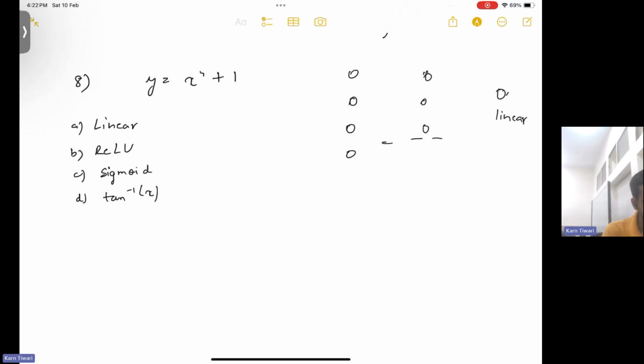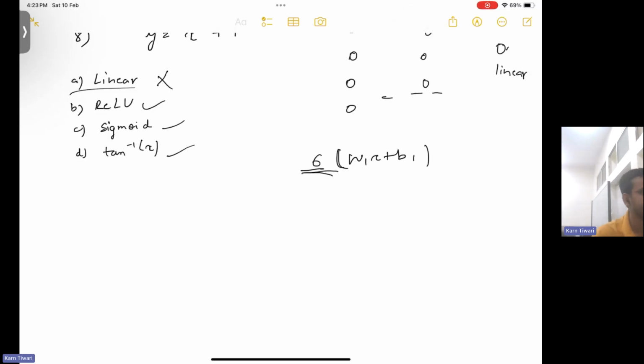The activation at the last layer is linear. If you are also using a linear activation in the hidden layer, as I mentioned previously, W1 X plus B1, we are applying the activation here. If it's a linear activation, the whole formulation is just linear. So it can't be this. It can be any one of the others, which add non-linearity. So the answer is A.